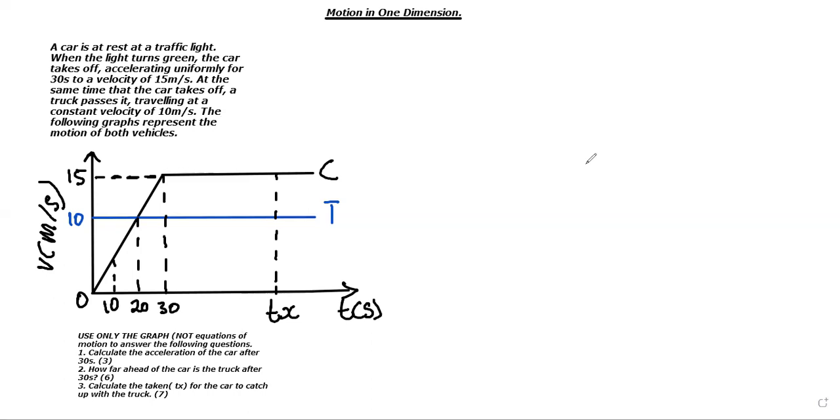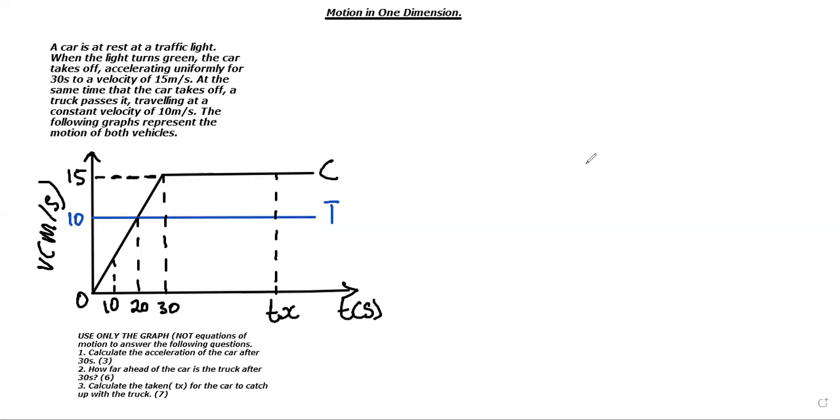The following graphs represent the motion of both vehicles. So we can see it's a very nice graph. Now, if you look at the questions, there's a special instruction there. They say use only the graph, not equations of motion, to answer the following questions. So this means if you use the equations of motion, they are not going to entertain your answers.